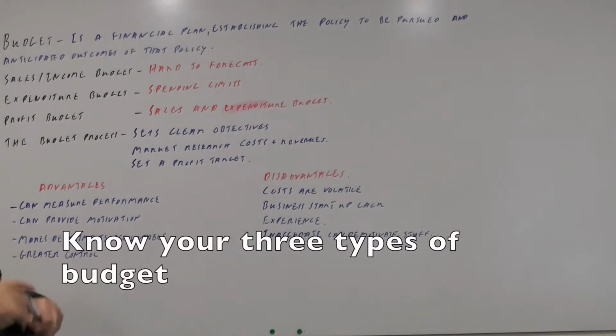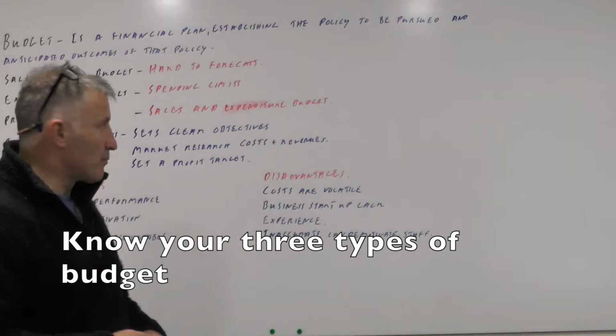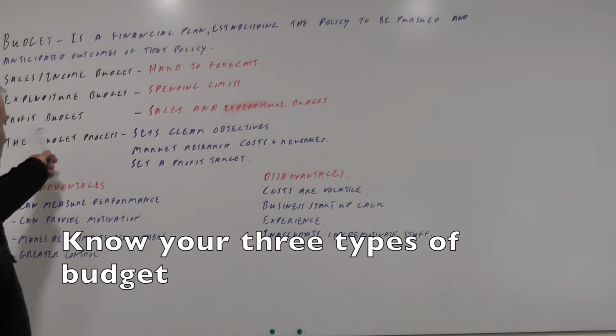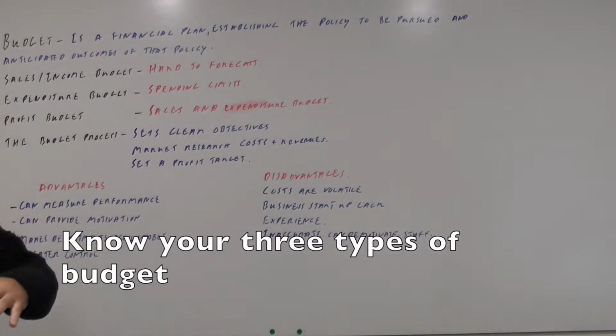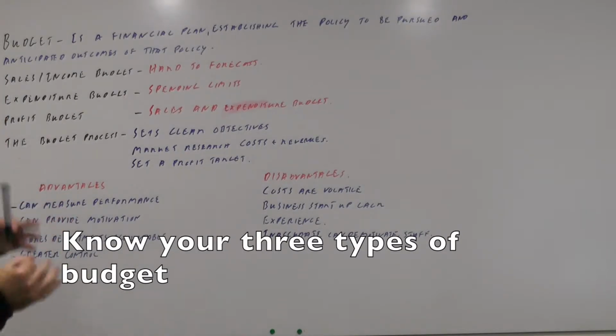Now, there are 3 types of budget. There's a sales budget, which particularly for a new firm is a very, very hard one to sort out. There's an expenditure budget, which is probably a little bit easier because there'll probably be some data around the place where you can see what the costs of other firms are. You get a profit budget, which is the sales budget and the expenditure budget combined. And that's what a budget is. So we get 3 types of budget.